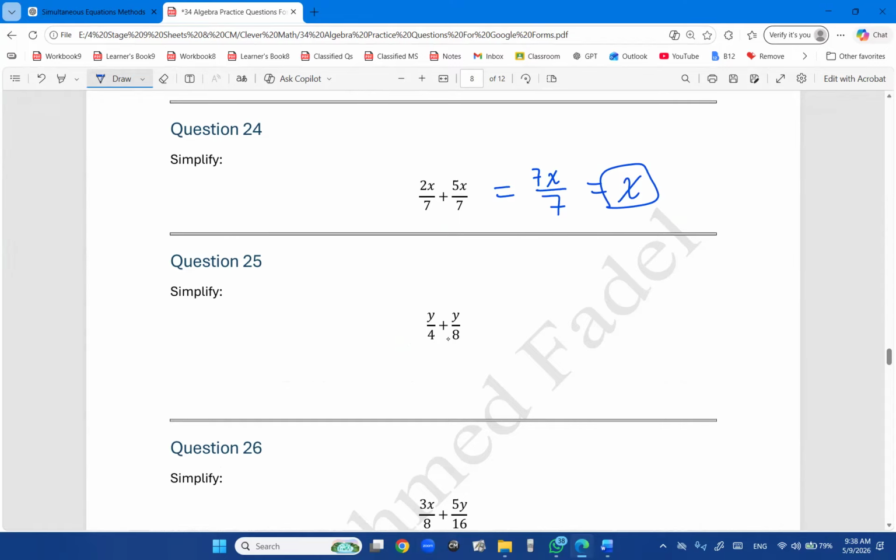Here, the two denominators are not the same, mister. We learned that we must make the denominators the same in addition and subtraction. So multiply this up and down by 2, gives you 2y over 8 plus y over 8 equals 3y over 8.